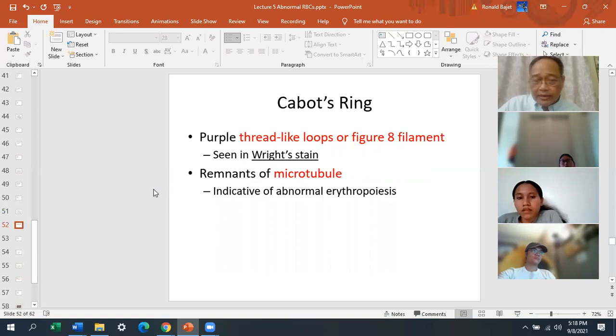Okay, Cabot's rings are seen in Wright stains, and Cabot's rings are composed of remnants of the microtubule. When you have mitosis, when you have cell division, and the nucleus splits apart, those strands between the nuclei are called the microtubule. So those are remnants of the microtubules that just linger around. Okay, it's indicative of abnormal erythropoiesis. So Cabot's rings are seen on Wright stain.